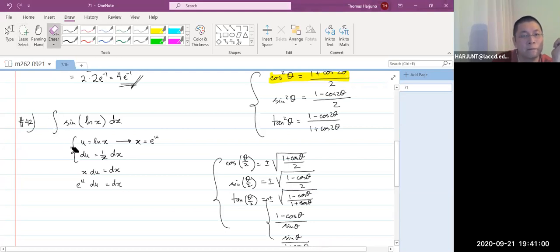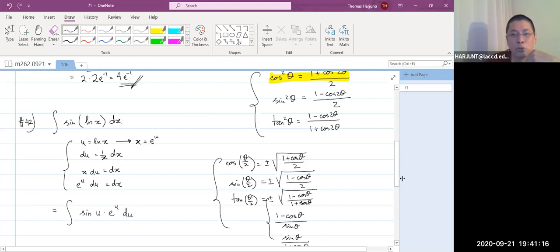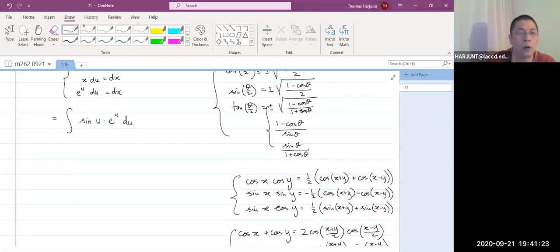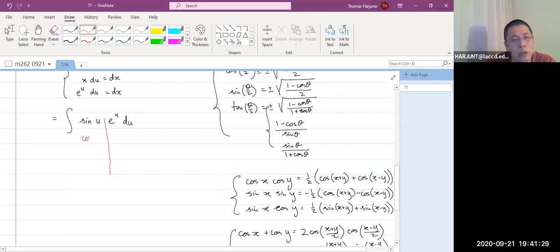So now that integral becomes integral of sine u times e to the u du. Oh shoot, this is trigonometry and exponential. Oh, it seems like we need to do the folding later on. Let's do it. The derivative of sine is cosine. The derivative of cosine is negative sine. Integral of e to the u with respect to u is e to the u.